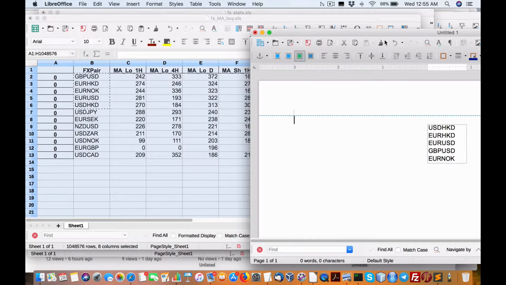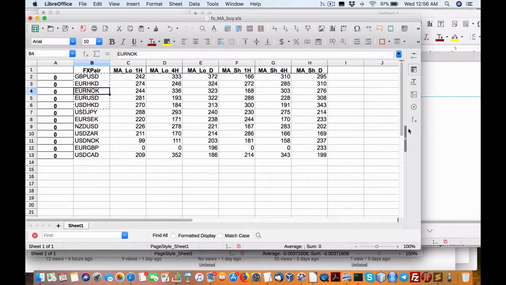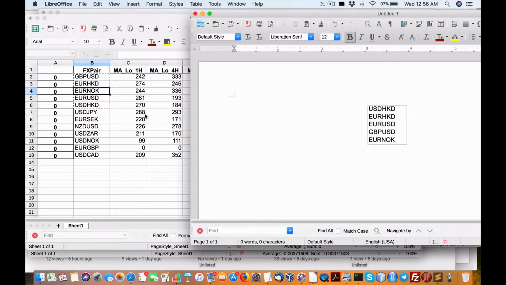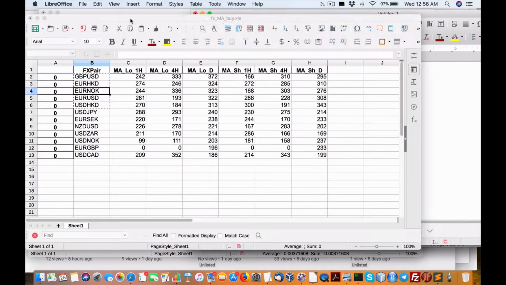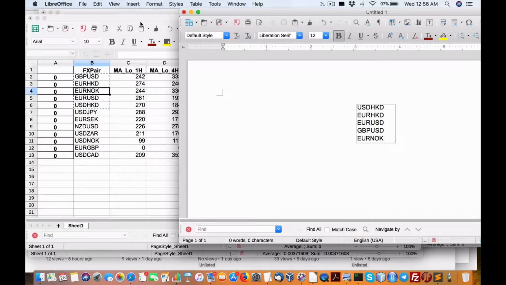Okay, so this is quite fascinating. We have the Euro Hong Kong dollar, still number two. Euro Norwegian, number 3 in this case. Euro USD. So there is some form of relationship here between the short-term crosses versus the long-term crosses, meaning there is somewhat a relationship between the two periods. What I'm saying is, in the top 5, even though they're not in the same order.